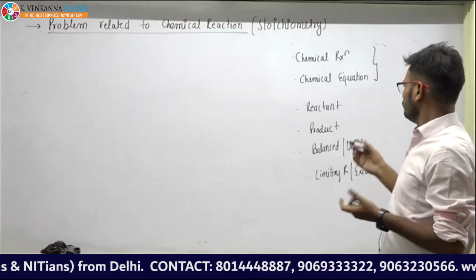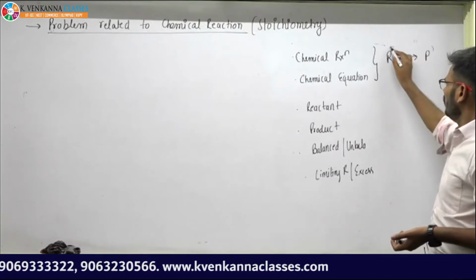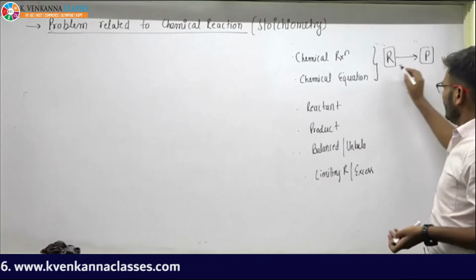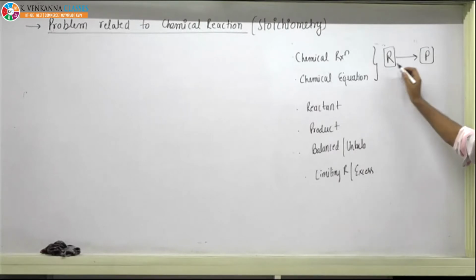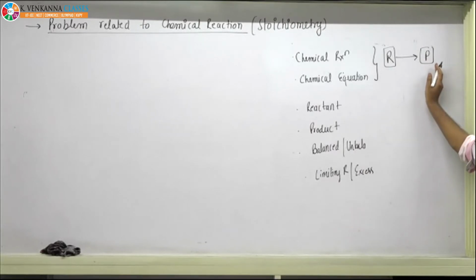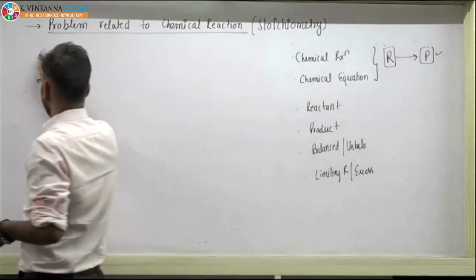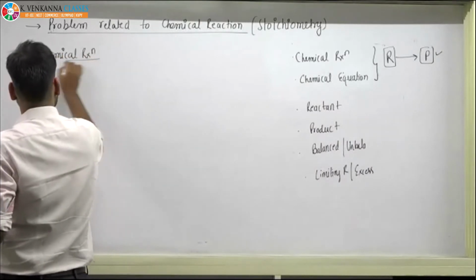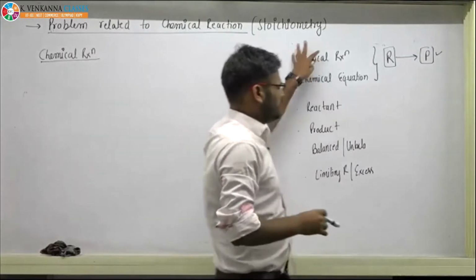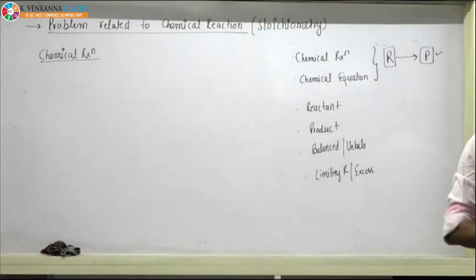We have all seen some reactions. They will be written like this: R gives P. We already know that the things represented on the left side are known as reactants, and the things which are produced in the reaction and represented on the right side are known as products. So first we will try to understand what a chemical reaction is. Write this heading. You do not need to write this. We will be writing it. Slowly we will understand each and everything.